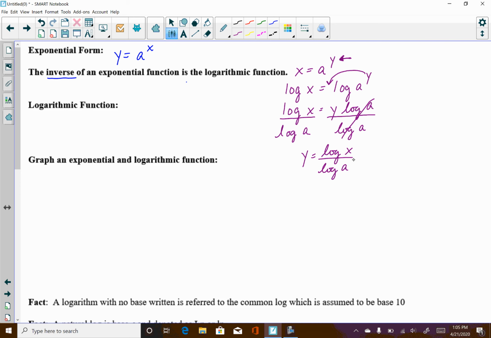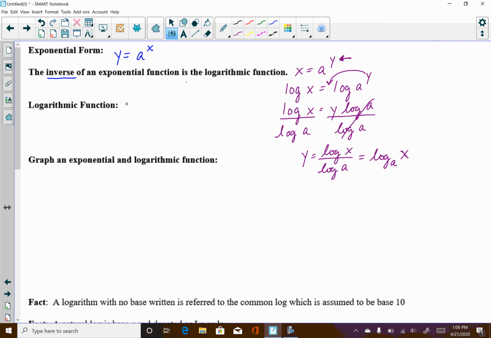This is what's referred to as the change of base formula. I'll talk more about that on the next page, but this can also be written more simply as the log base a of x. Okay, more to come on that. But essentially, my point in doing what I just did was, instead of me just telling you what the logarithmic function was, I wanted to show you how you can derive it for yourself, and that comes from just finding the inverse, and the inverse is something we'd already talked about.